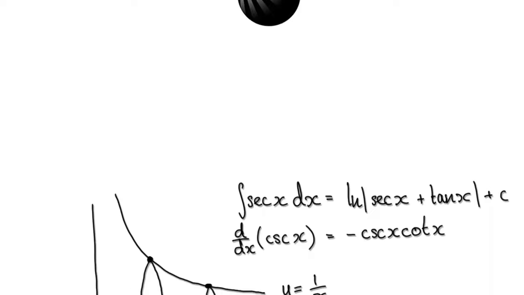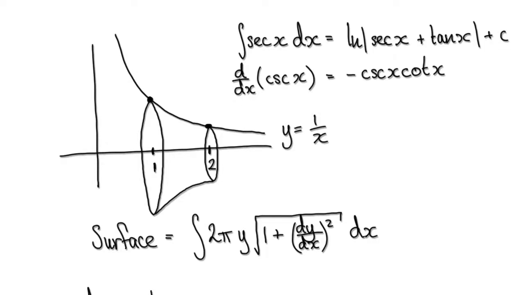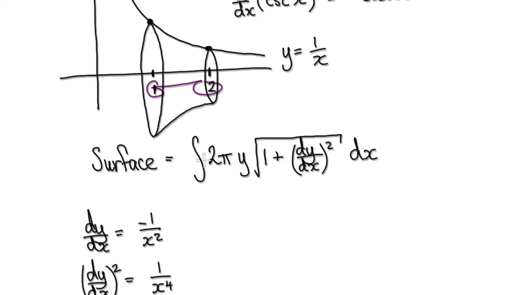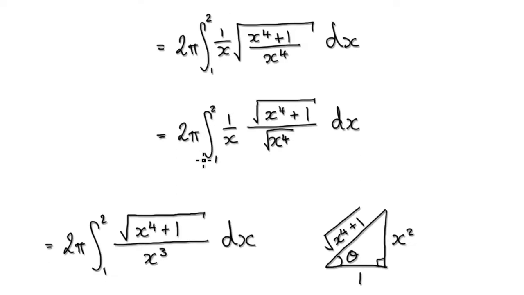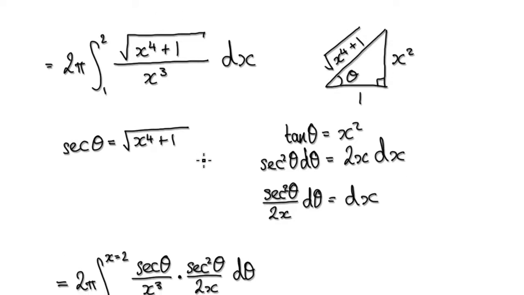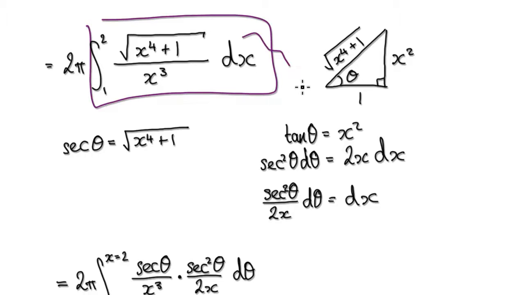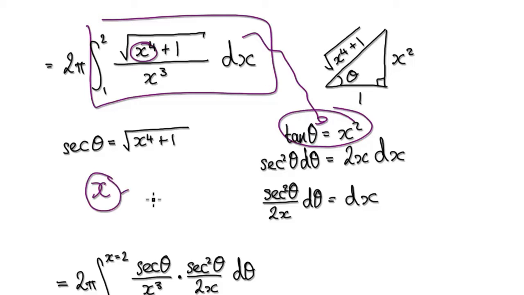So following on from the previous video, we were trying to work out the surface area from 1 to 2. So it really boils down to us trying to integrate this thing here. So we made our substitution. We started out working in terms of x, and then we made a substitution. Now we are working in terms of theta.